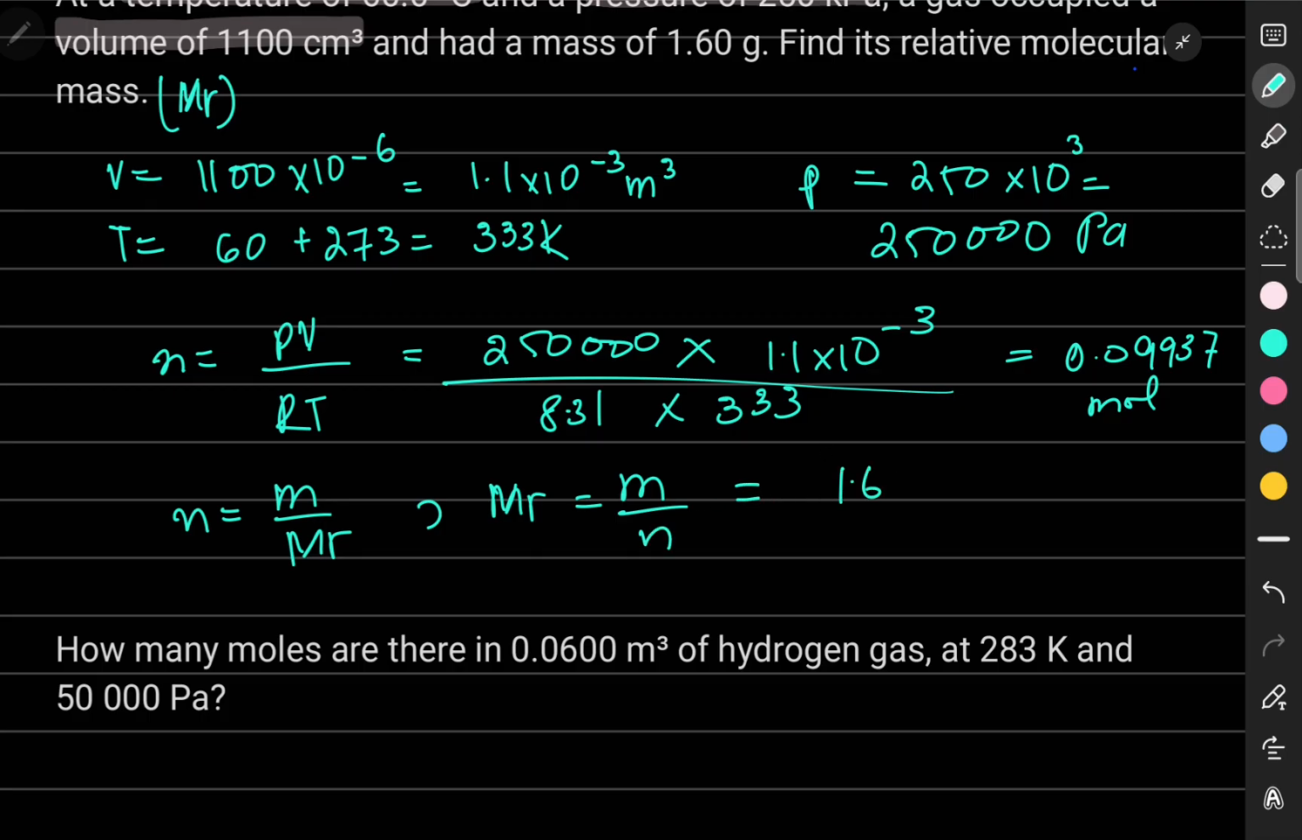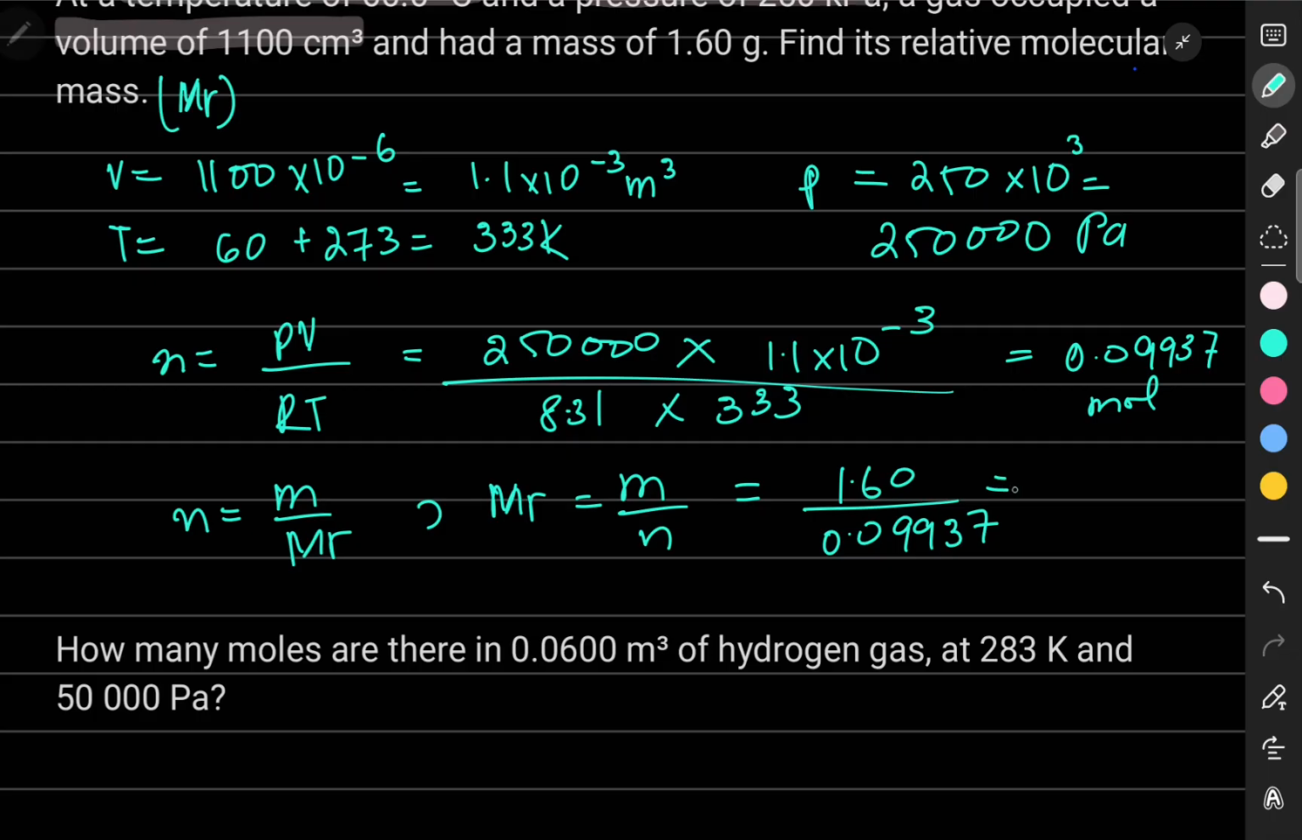The mass is 1.60 grams. The number of moles is 0.09937. Try not to round off the value for number of moles prematurely. Unless you're giving it as your final answer, then you can round it off. But if it's a multi-step calculation and you first find the moles and then use it later, try not to round off the number of moles prematurely.